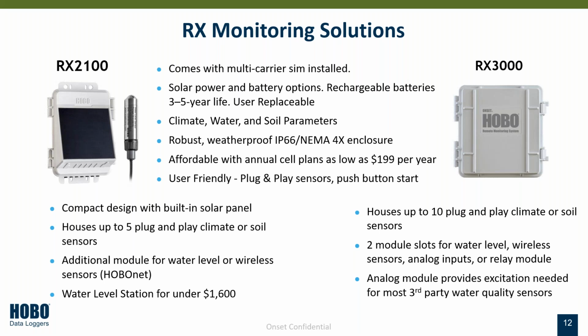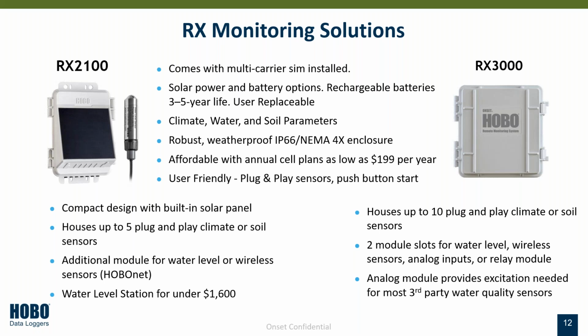And just as an example of the water level station, it's under $1,600 for a water level, and it's real time with all those alerts, with the cloud system to be able to customize all your graphs. So we have that in a very small and compact RX 2100, and we have different variations of that.